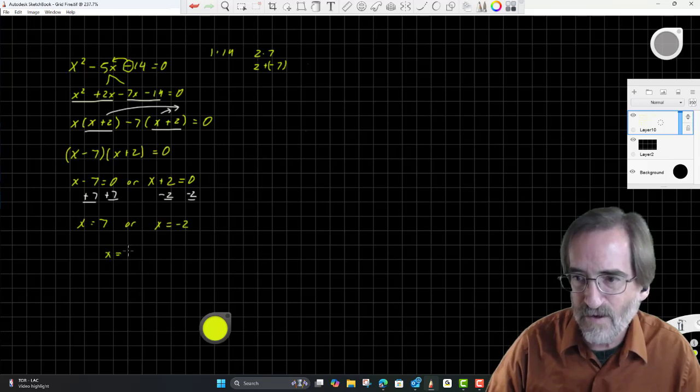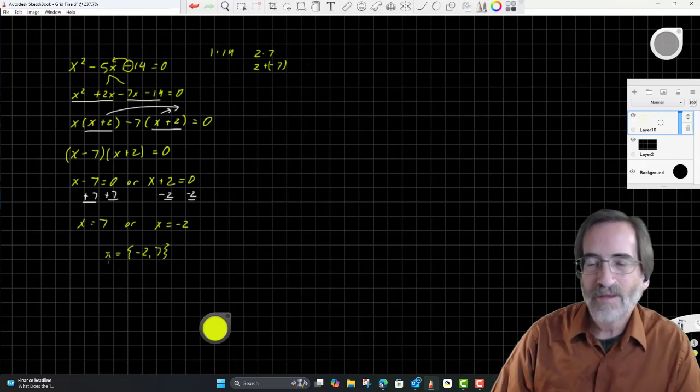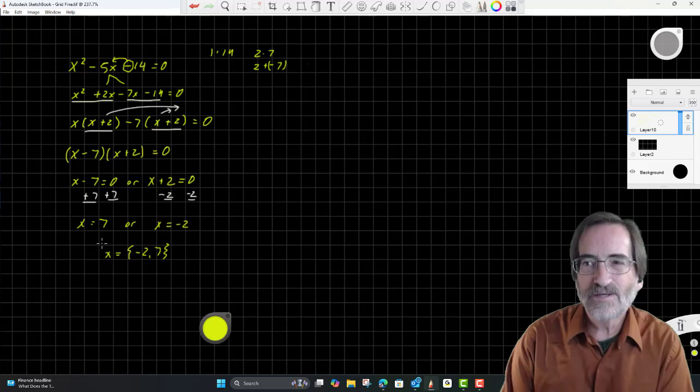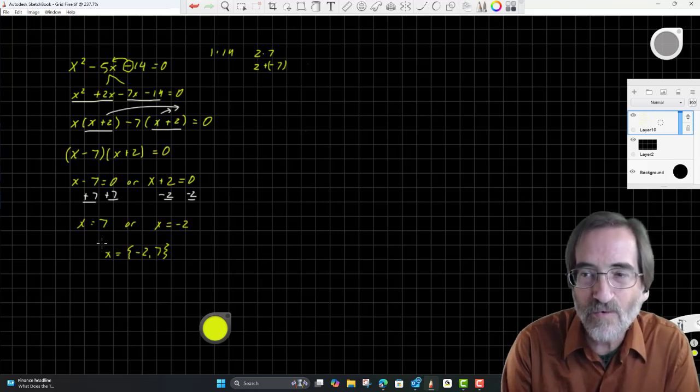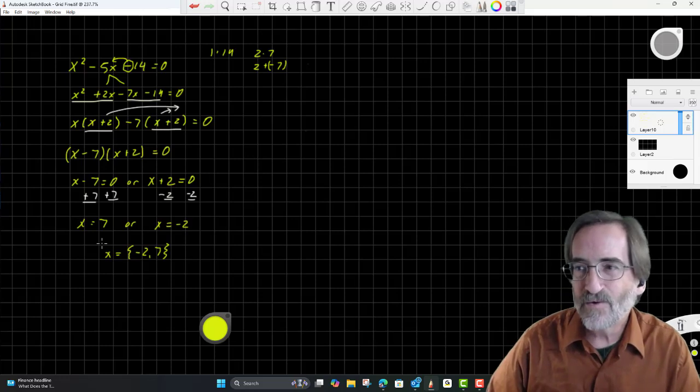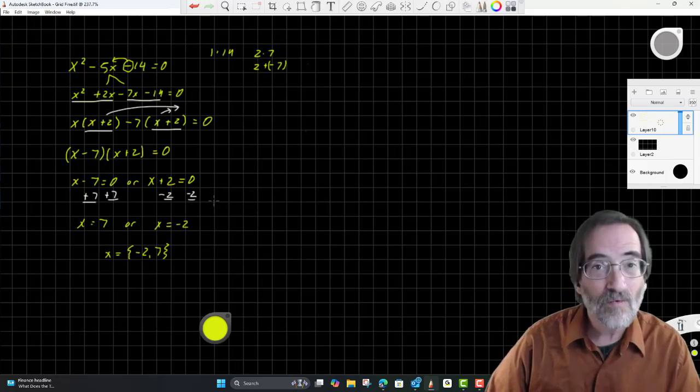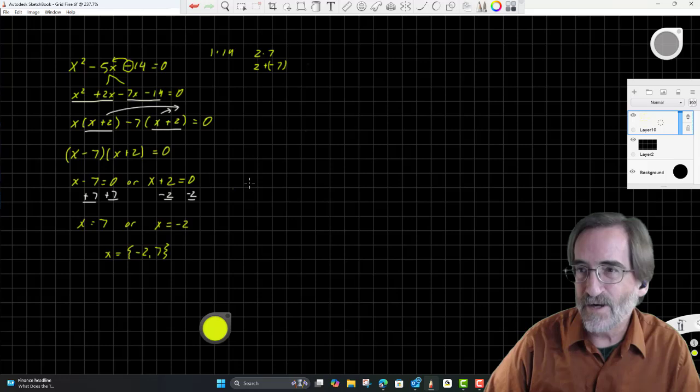Solution set: negative 2 or 7, listed in order. Okay. All right, so that's the way to do it by regrouping, or factoring by regrouping. So let's go ahead and do another one, a little bit harder this time.